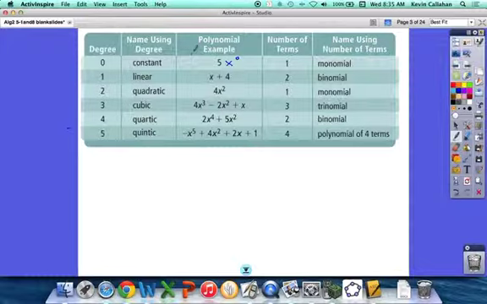Here's their examples. And then by number of terms, again, this first one, there was only 1 term, so it was a monomial. The second one, there were 2 terms, so it was binomial. The third one was another monomial, 4x squared. The next one had 1, 2, 3 terms. That made it a trinomial. Right? 2x to the fourth plus 5x squared, binomial. And then here's the one, because it has at least 4 terms, 1, 2, 3, 4, polynomial.